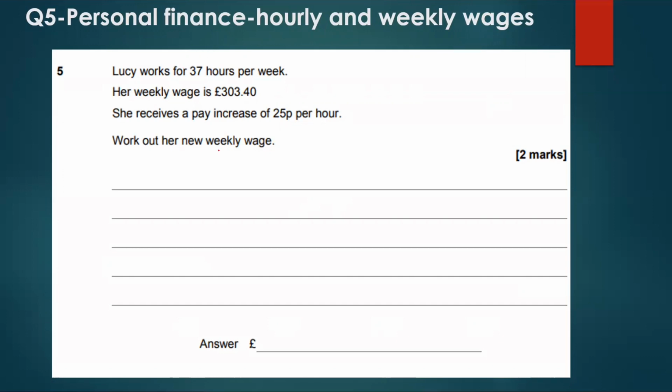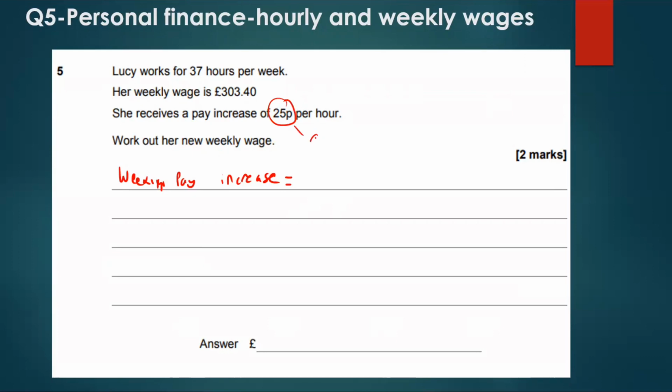Work out her new weekly wage. So her weekly pay increase is going to be worked out by making this 25p per hour into a multiplier.